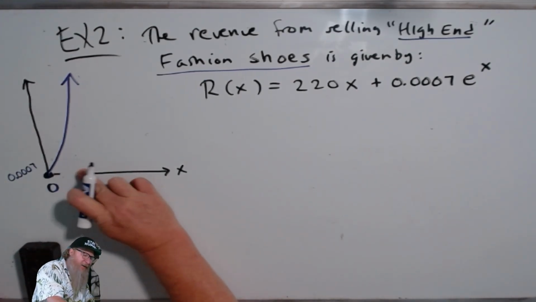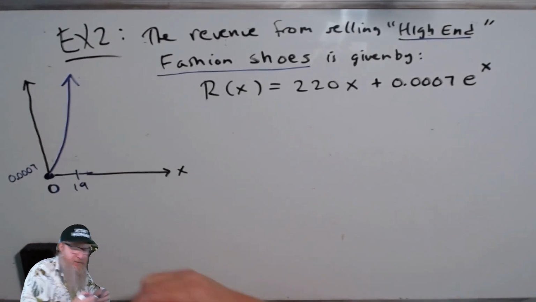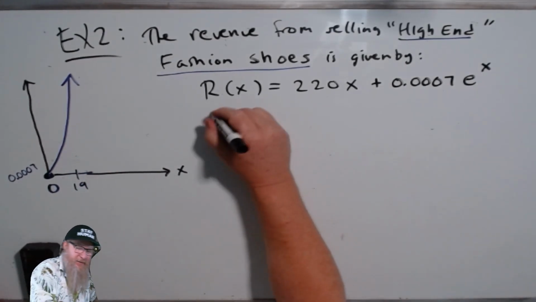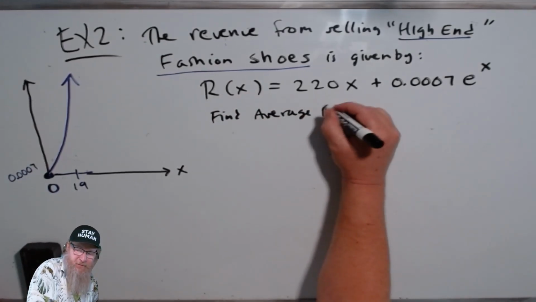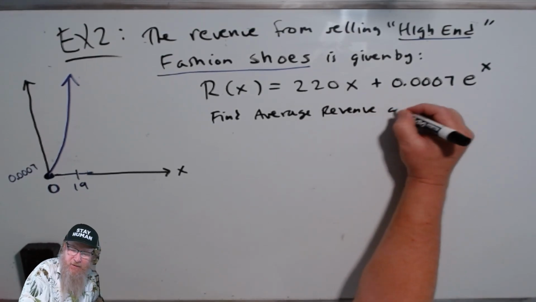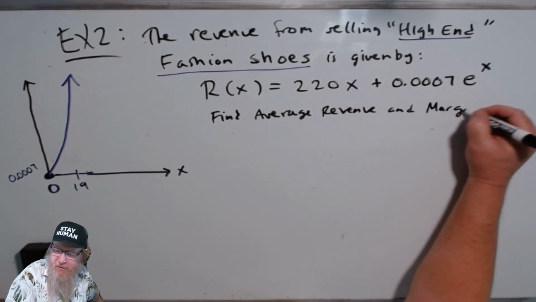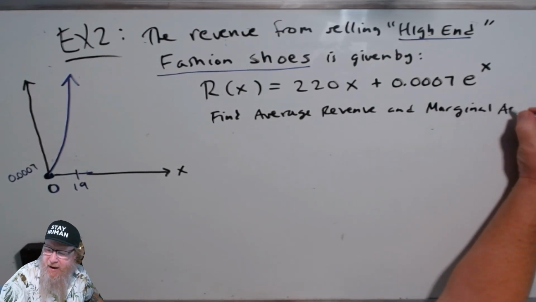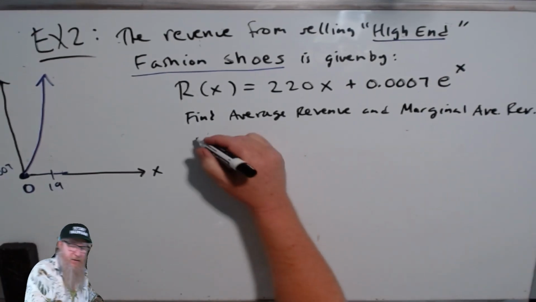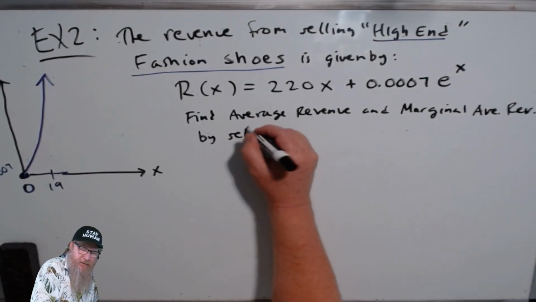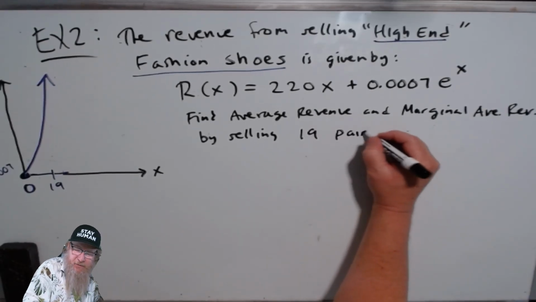So let's sell 19 pairs of shoes. So find the average revenue and the marginal average revenue by selling 19 pairs of shoes.